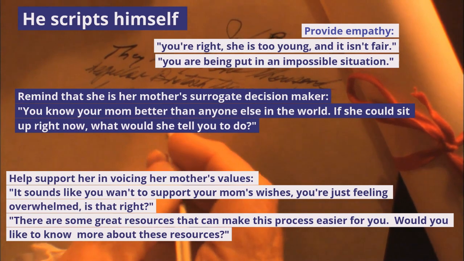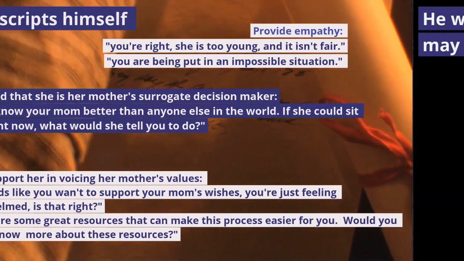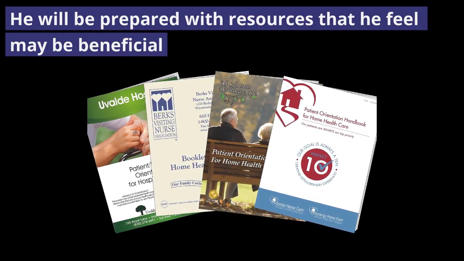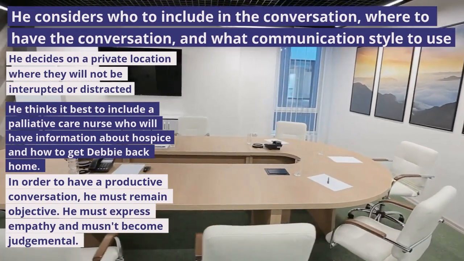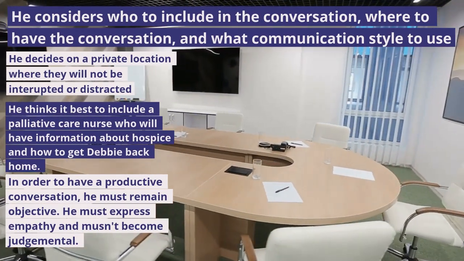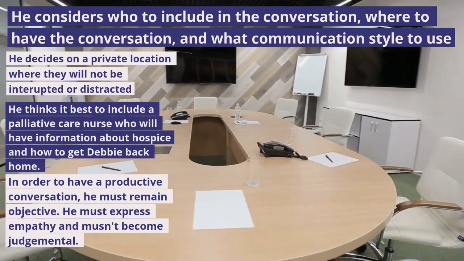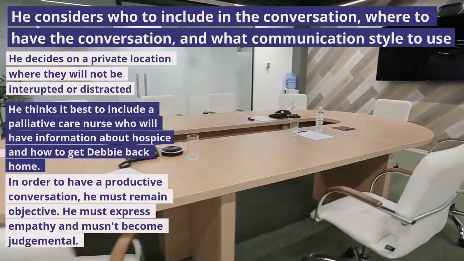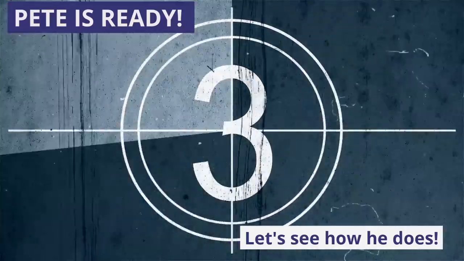He's going to show empathy and compassion while reminding Becky of her responsibilities as a decision maker. He will be prepared with resources that he feels may support Becky in honoring her mother's wishes. He considers who to include in the conversation, where to have the conversation, and what communication style to use. Because Debbie is so confused, he feels a private location away from the bedside would be best. He will include a palliative care nurse who can provide Becky with resources. He must remember not to become judgmental when talking with Becky. Pete now feels prepared for his meeting with Becky. Let's see how he does.